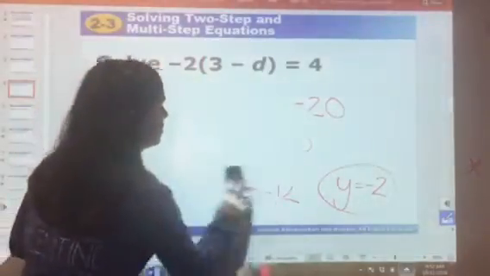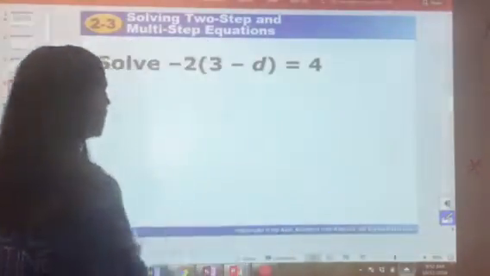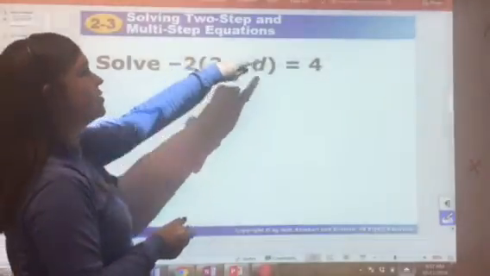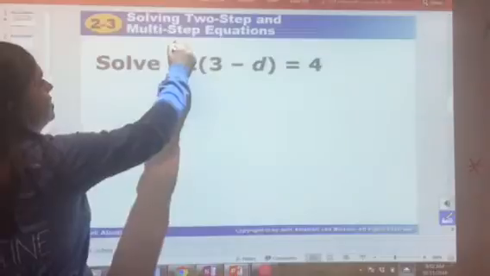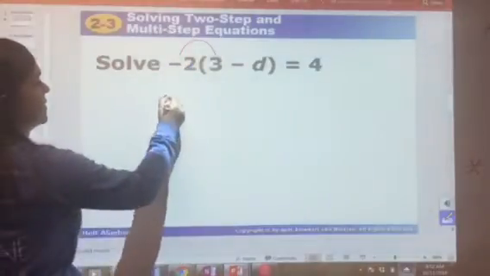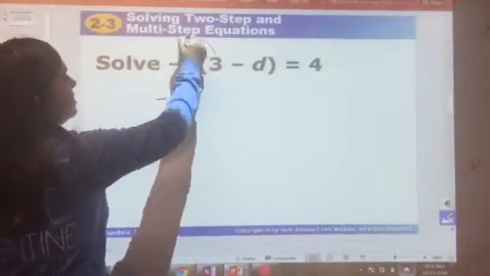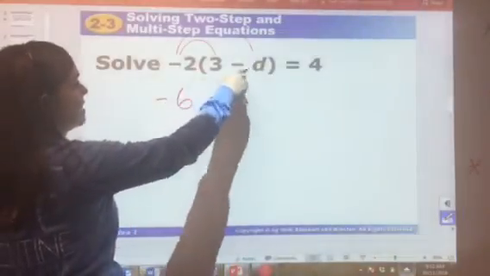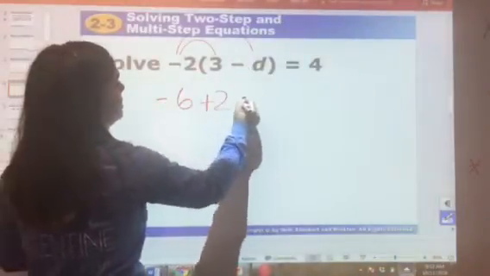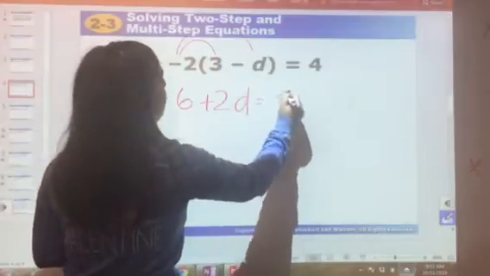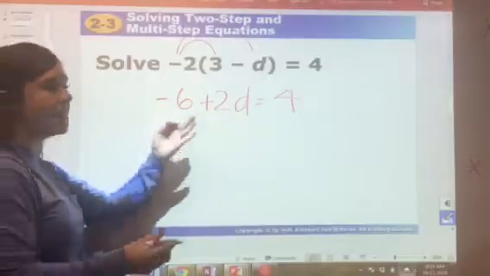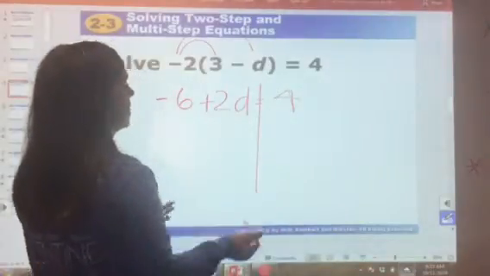All right, again, we're going to distribute one more time. If you notice, this time we actually have a negative 2. So I'm going to take the negative 2 and distribute that to everything on my inside. So negative 2 times 3 gives me a negative 6. And I'm going to distribute the negative 2 to this negative d. A negative times a negative, that's going to give me a positive 2d, and I bring down everything else. All right, I don't have anything that I can combine, so now we're going to start doing our inverse operations.